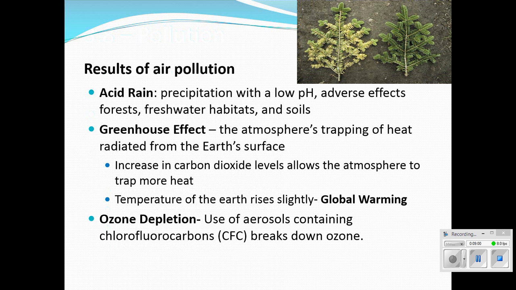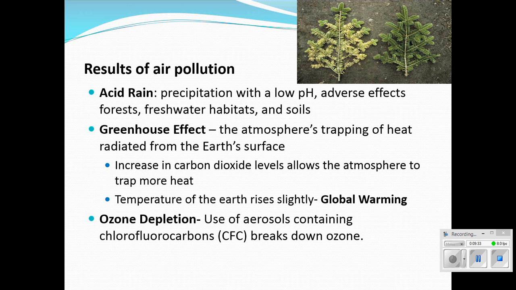So, why is air pollution so bad? Well, it can cause lots of things. One is acid rain, where precipitation with a low pH, which means it's acidic, has adverse effects on forests, freshwater habitats, and soils. It just totally deteriorates them. As you can see from this picture here, this would be a healthy one, and this is one that's been devastated by acid rain. The rain is acidic, and the plants don't know how to use that.